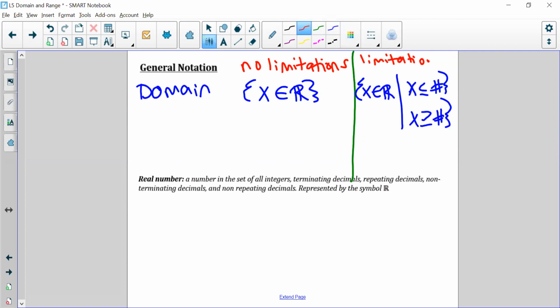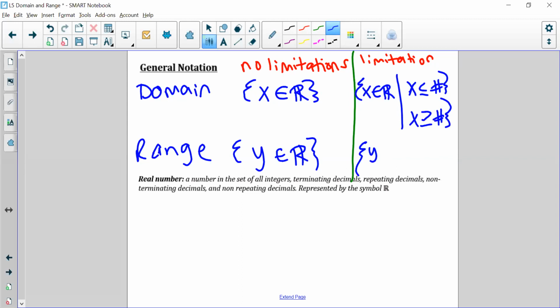And again, for range, same thing. But in this case, range is y. So I'm just going to replace the x with a y. If there's no limitations on the y values, we say y is a subset of all real numbers. But if the range has limitations, we start with the preamble of all real numbers, but it might be less than a particular number, and it might be greater than a particular number. And this, I'm just going to write here, this means subset.